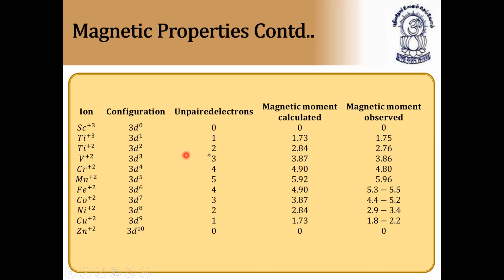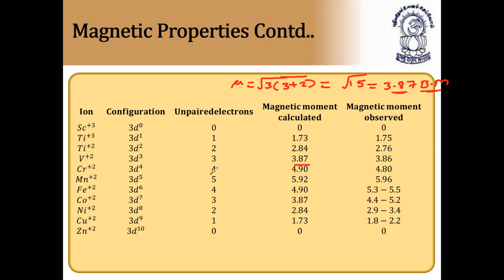Titanium plus 2, 3d2, has 2 electrons, giving 2.84. And with 3 electrons, it is 3.87, because the formula is mu is equal to root of n into n plus 2. For 3 electrons, I'm showing an example: 3 into 3 plus 2 is 3 into 5, which is 15. Root 15 is almost exactly equal to 3.87 Bohr magneton.